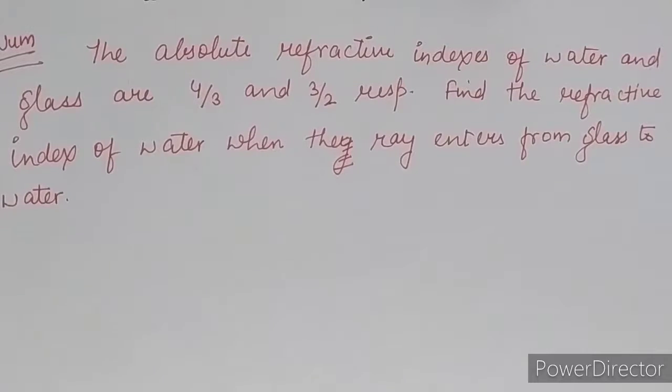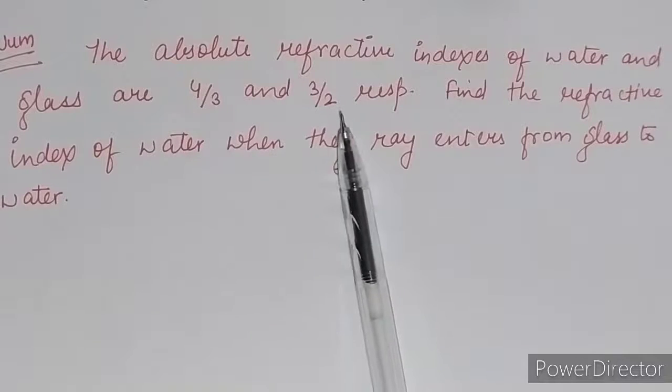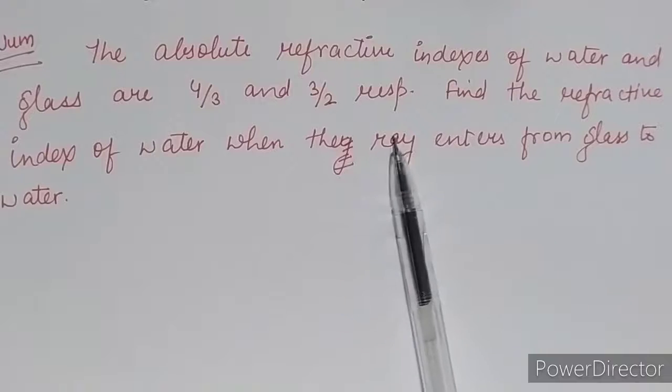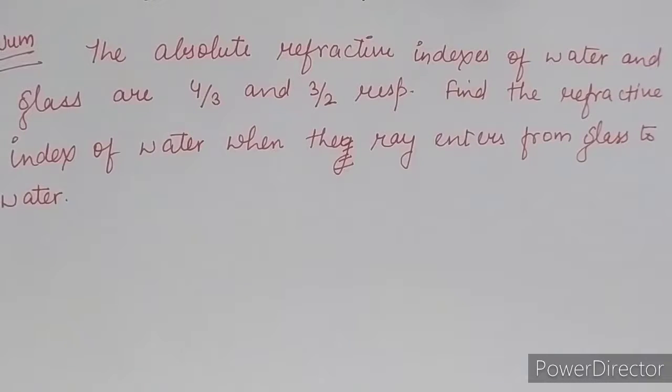In this, the refractive index of water has been given, that is 4/3, and for the glass it is given as 3/2. These are the absolute refractive indexes. Now you have to find the refractive index of water when the ray has entered from glass to water. So there is a simple ratio: n21 is equal to n2 upon n1, meaning water with respect to glass is equal to water upon glass. So water is 4/3 upon glass is 3/2. When you solve this, then you are able to get your answer.